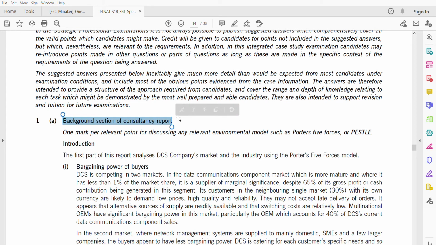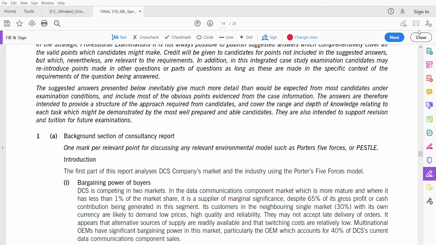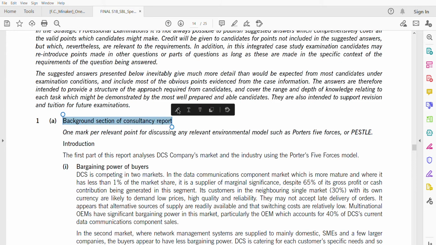Can you see, background section of consultancy report? Let me highlight it. Background, consultancy, what is it? What are you writing? Don't just go and blindly start writing, okay, Porter's five forces, I'm using Porter's five forces. Porter's five forces talks about bargaining power of buyers, bargaining power of customers, substitutes and all those things. Don't do that. This is not a paper where you have to express your knowledge, right? So don't go and do that. Don't say that you're using Porter's five forces. No need to mention Porter's five forces at all. What are the components and all?